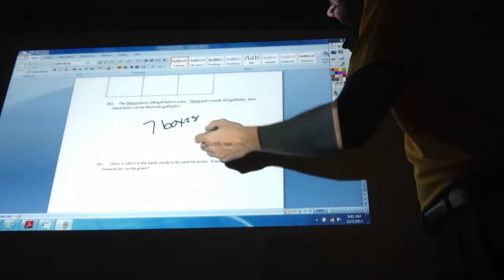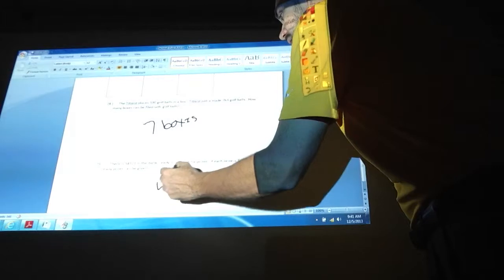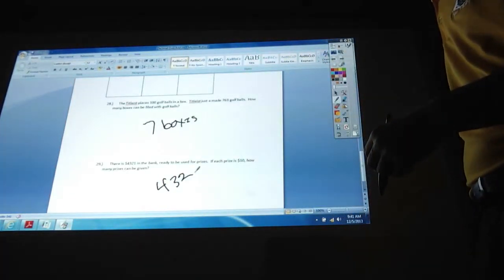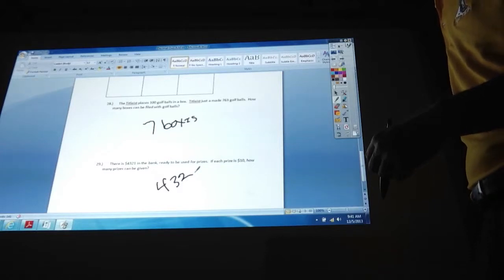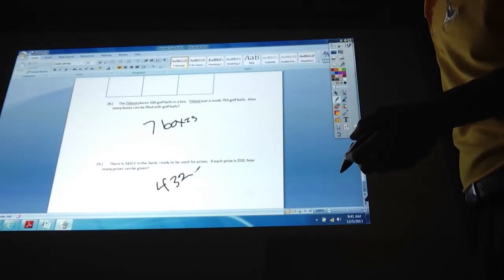Okay, same thing here. How many $10 are in 421? Well, there will be 42. Okay, so that's how many prizes can be given. I know, just thinking about it as tens.